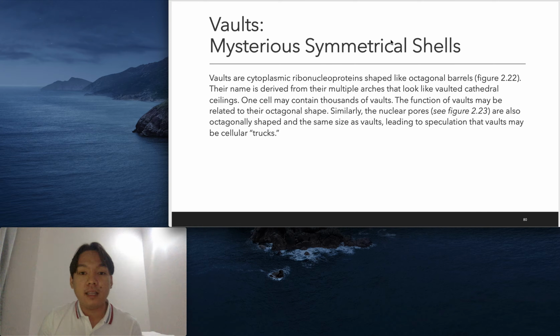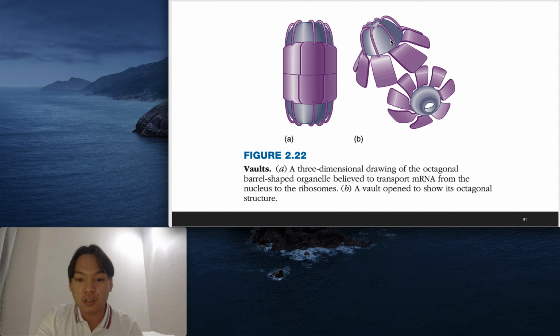These are vaults. Sometimes they are referred to as the mysterious symmetrical cells. These octagonal barrels are cytoplasmic ribonucleoproteins. Their function may be related to their octagonal shape, and one cell may have thousands of vaults. Similarly, the nuclear pores are also octagonally shaped, the same with vaults. This leads to speculation that vaults may be cellular tracks. These vaults are under investigation. Take a look at the structure of your vaults in this 3D drawing.